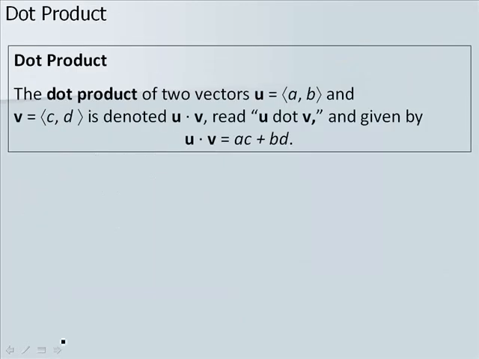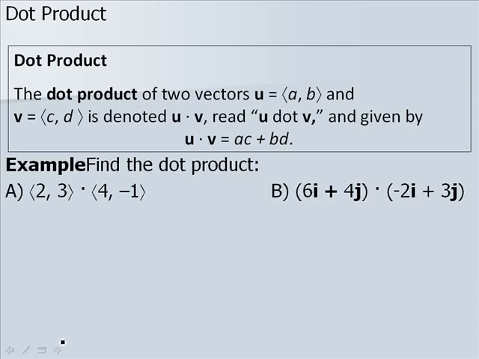The dot product of two vectors, u and v, where u is <a, b> and v is <c, d>, is denoted by u dot v and given as a times c plus b times d. In this example, we want to find the dot product of the following. So here we'll take 2 times 4 plus 3 times -1. So we'll have 8 plus -3, or 5. Notice that our dot product is no longer a vector. The dot product will be a scalar quantity.